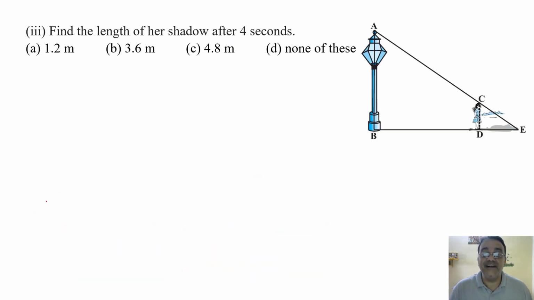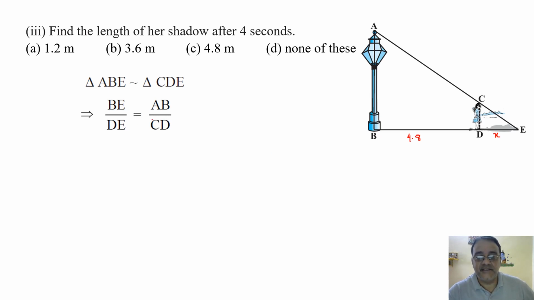Find the length of her shadow after 4 seconds. Her shadow हम लोग इसको x लेते हैं. This is x and this is 4.8 we have taken. Okay. Right. So now just now we have shown that the two triangles are similar, right? That is triangle ABE is similar to triangle CDE. So the corresponding sides are proportional. So BE upon DE is equals to AB upon CD. BE हो जाएगा 4.8 plus x, DE is x, and AB is given 3.6 and CD is given 0.9.